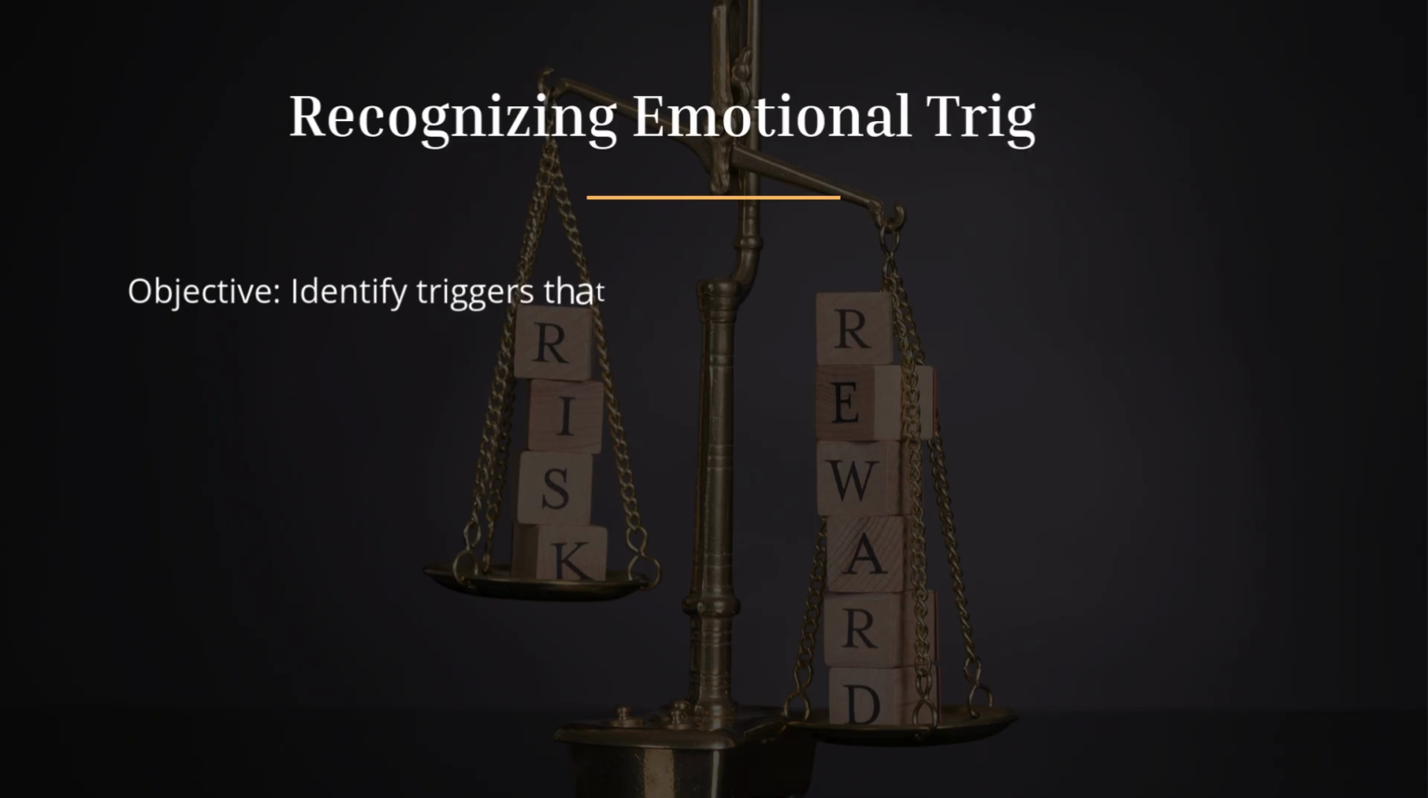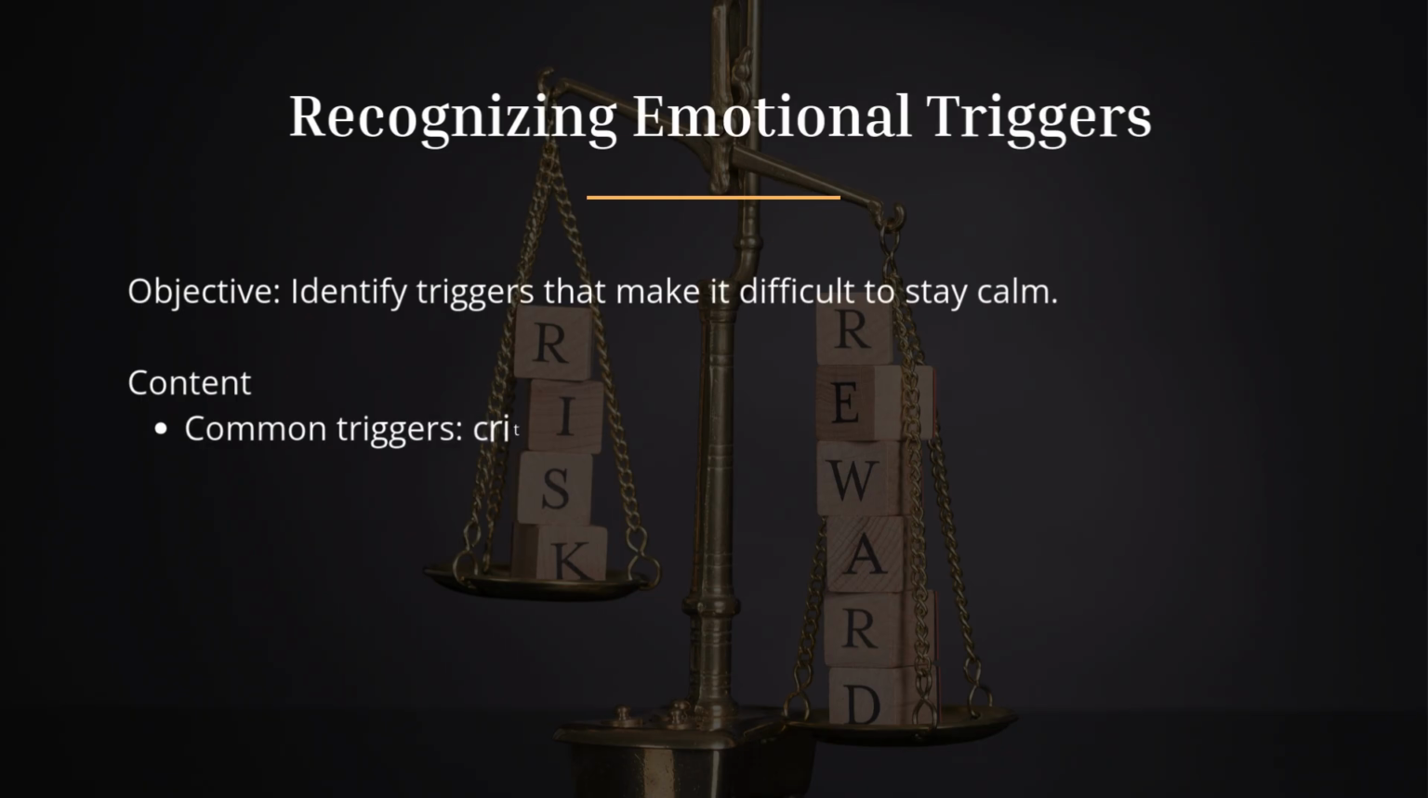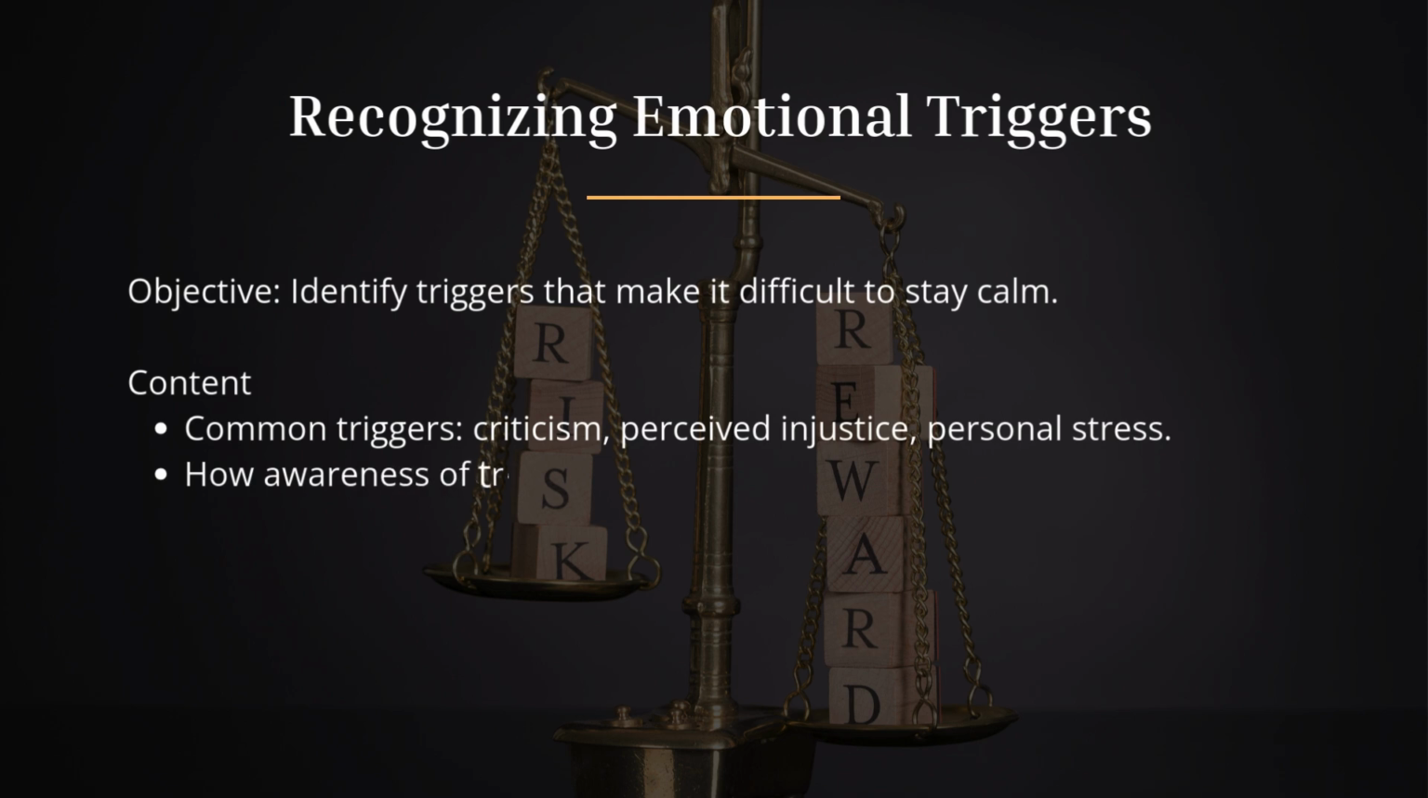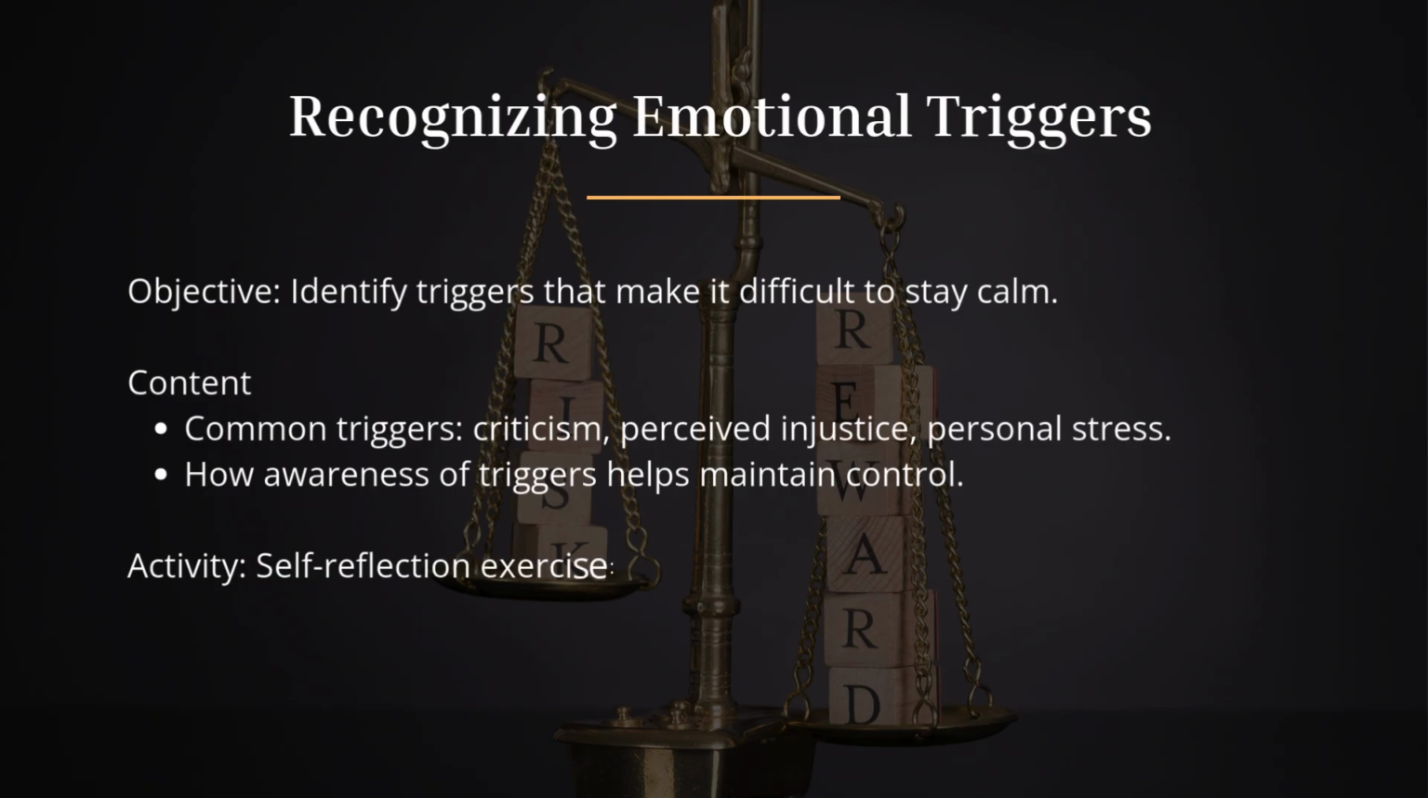Recognizing emotional triggers. Objective: identify triggers that make it difficult to stay calm. Content: common triggers: criticism, perceived injustice, personal stress. How awareness of triggers helps maintain control. Activity, self-reflection exercise: students list personal triggers and strategies to manage reactions.